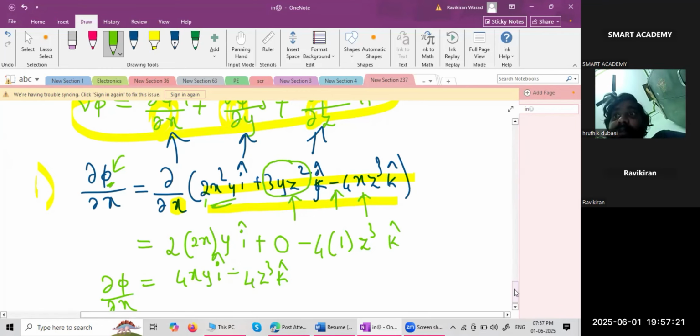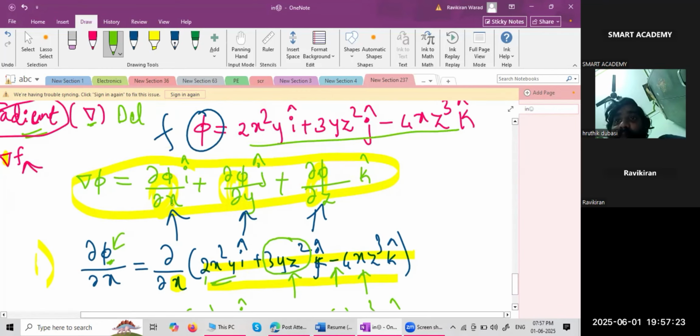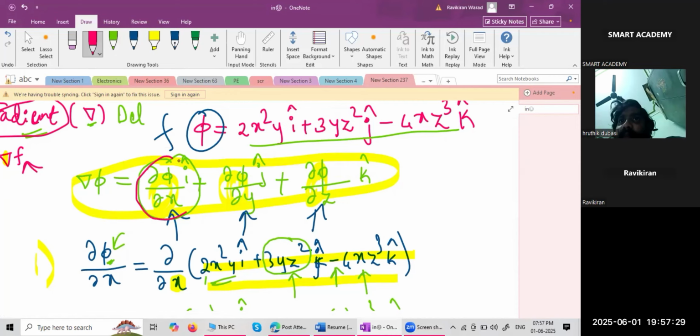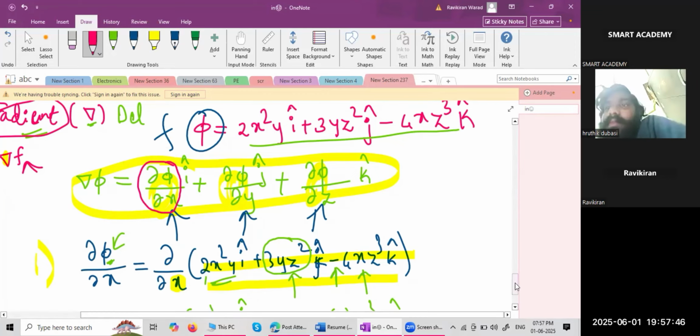In this expression, for this I got the result. Only this one, I got the result. Here I can directly substitute this one. First term.